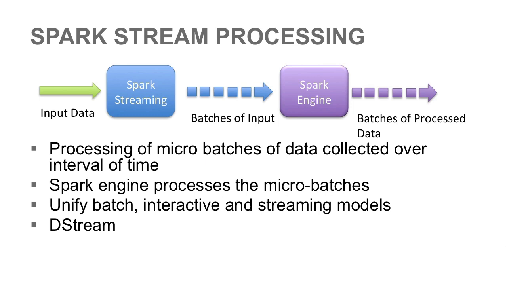The processing of micro batches of data collected over an interval of time is the mode in which Spark deals with streaming. The model is unifying batch, interactive, and streaming models, and internally it is using something called the DStream, which is a sequence of resilient distributed datasets representing a stream of data.